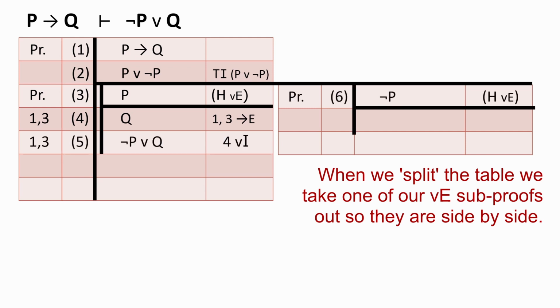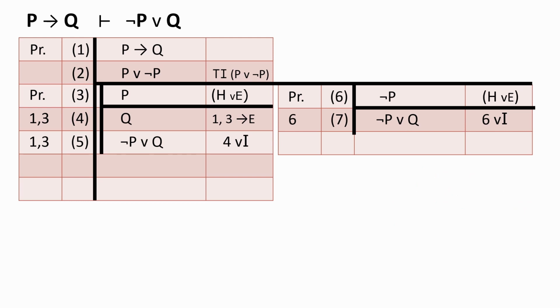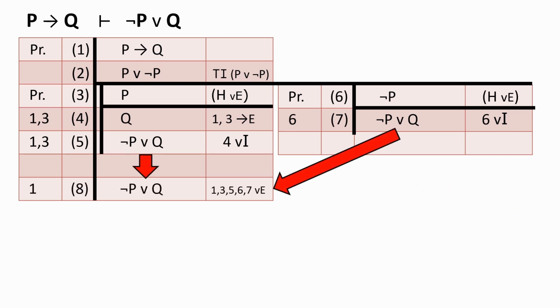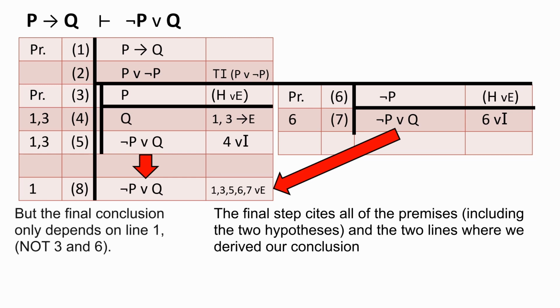On the other side, we assume not P, and this is even easier. We can introduce the disjunction immediately. We have now derived our conclusion from both sides of the law of excluded middle, and so we can move by disjunction elimination to the conclusion not based on either of those disjuncts. You can see that in this final step, we cite all of our premises, including the assumptions 3 and 6, and the two lines where we arrived at our independent conclusions.